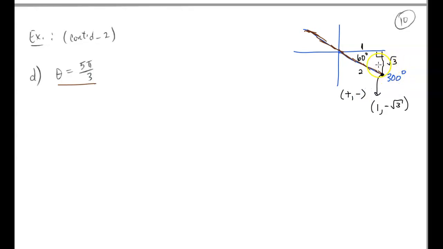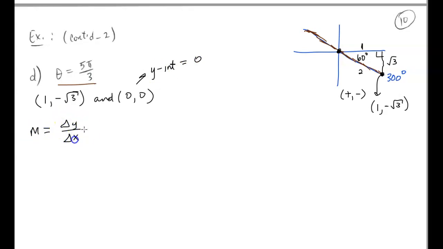So now that I have that, notice that I know 2 points that are on this particular line. I know the point 1 comma negative square root of 3, and I know the point 0, 0. Okay. So what this tells me is that I have enough to find the equation of a line. Now, since we have the point 0, 0, we know that the y-intercept for this line is at the origin. Okay. So all I need to do now is figure out the slope of the line. Well, that's just the change in y values over the change in x values.